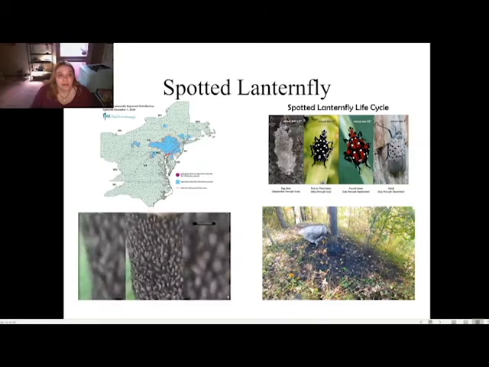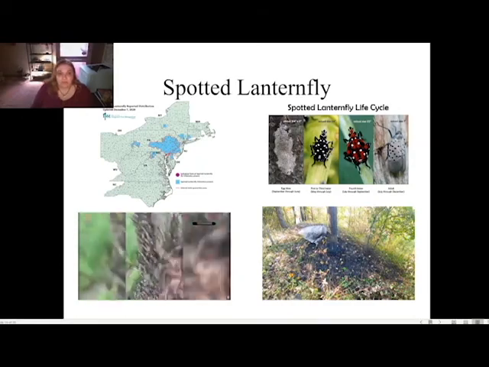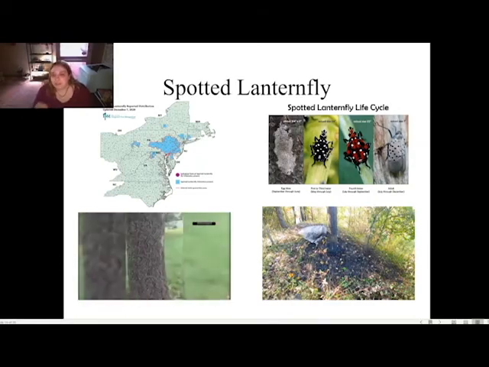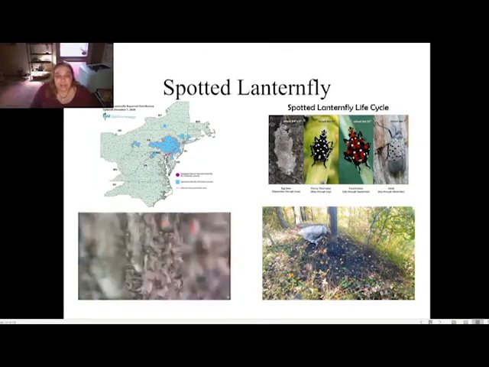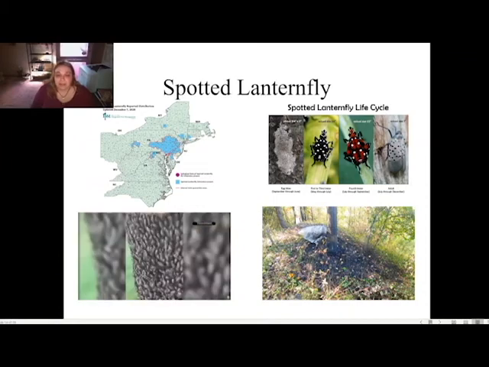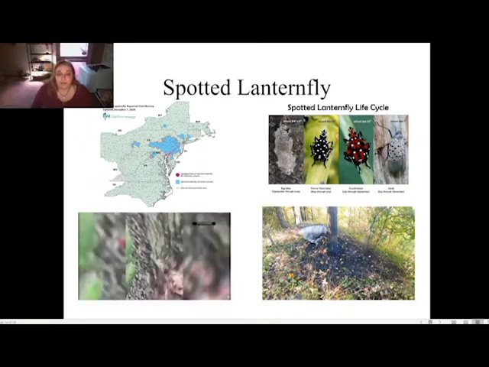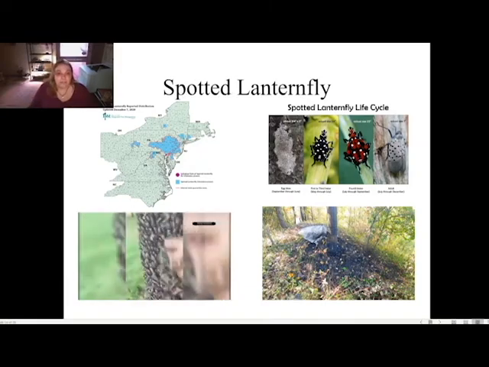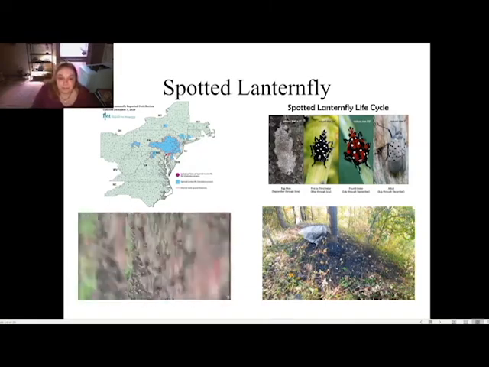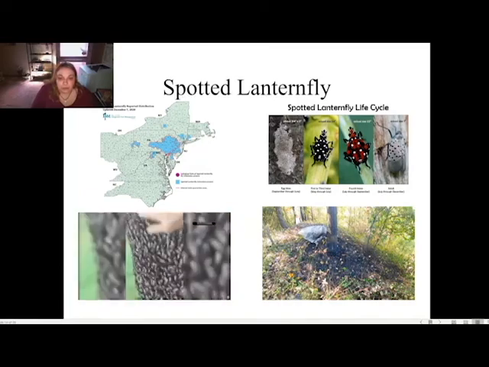So they're a type of plant hopper. So what they do is they have a long sucking beak and they'll stick it into the tree and suck out the sap. And when they're eating, they're constantly expelling excess liquid in the form of something we call honeydew. And this honeydew gets spread all around the tree, and it ends up creating this black sooty mold around the tree.